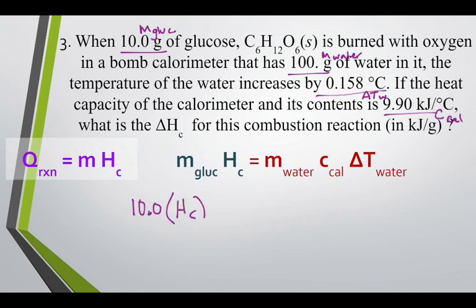10 times the H value that we're looking for is equal to the 100 grams of water times that 9.90 value, the specific heat of our calorimeter, times the 0.158 degrees that this would change by. So even though this looks like an entirely different equation, we have created this equation just by setting the reaction energy, Q value, equal to this Q value. It's still Q lost equals Q gained. We're just changing which type of Q we were setting equal to the other one.